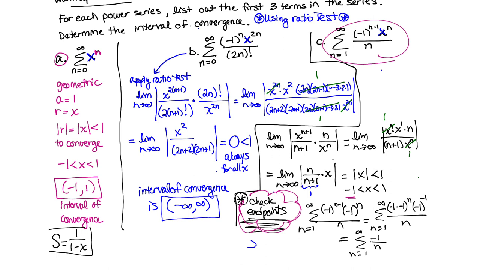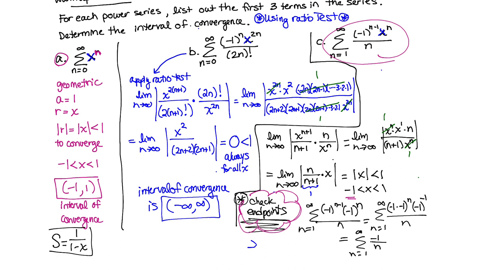Let me check. If I put x to be negative 1, negative 1 to the n, negative 1 to the n is negative 1 times negative 1 to the n. And then I have negative 1 to the negative 1. So those cancel. 1 to the n is just 1. And this is left over. So I have a negative 1 over an n. Now, negative 1 is just a number. It's not alternating. Do you see that this doesn't change based on n? It doesn't alternate.